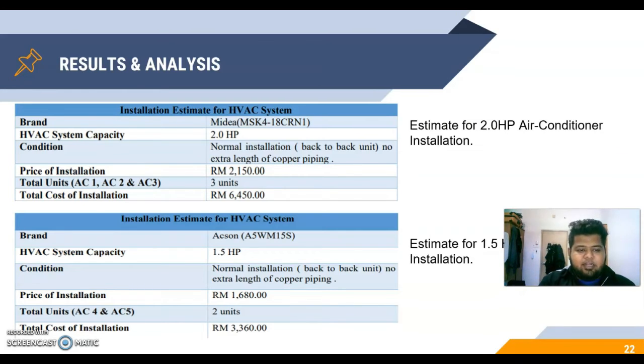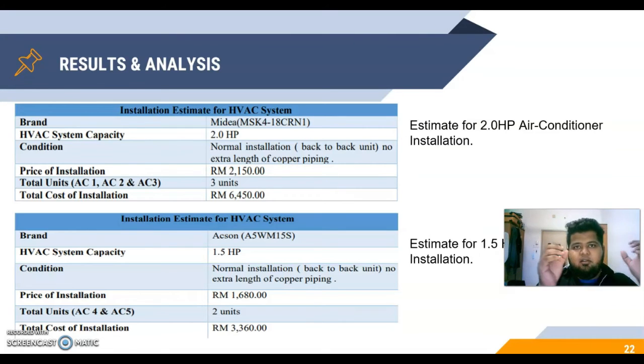Okay, next let us look at the 1.5 horsepower, which is the Accent brand. The Accent brand air conditioner's model number is A5WM15S. The condition is also the same, normal installation, back-to-back unit, no extra length of copper piping. As I said just now, extra copper piping increases your installation costs by maybe a few ringgits, depending on the total length. Okay, the price of installation is at 1,680.